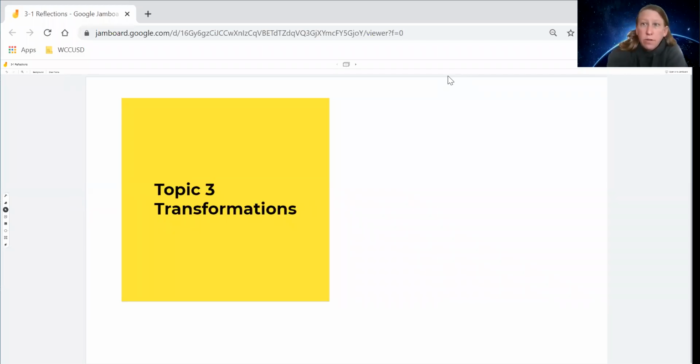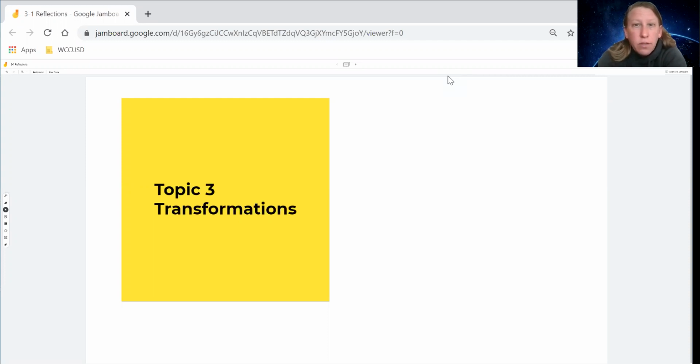Hello students, we're going to start a new topic or chapter. Topic 3 is called transformations. Does anyone remember anything about transformations from Math 8 or algebra last year? It's kind of an important concept and it keeps coming back over and over again in math, because we can take shapes and move them around the coordinate plane and we can get different things.